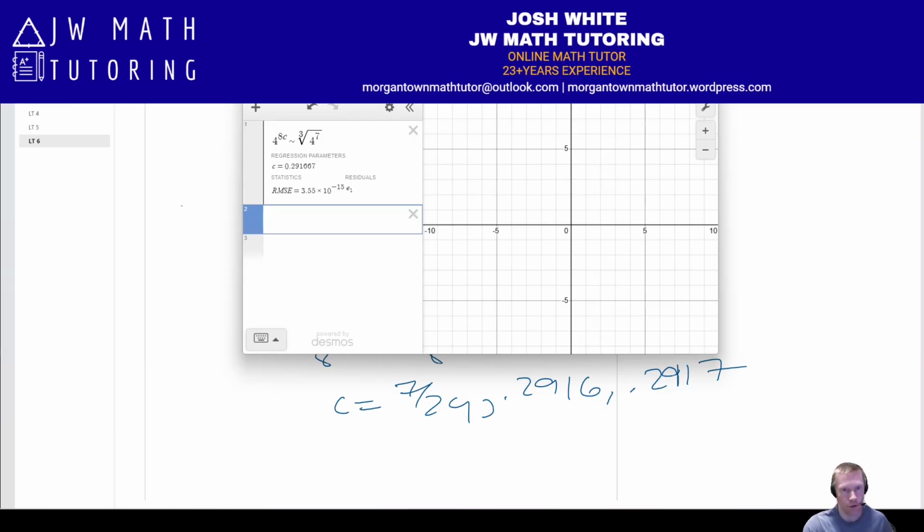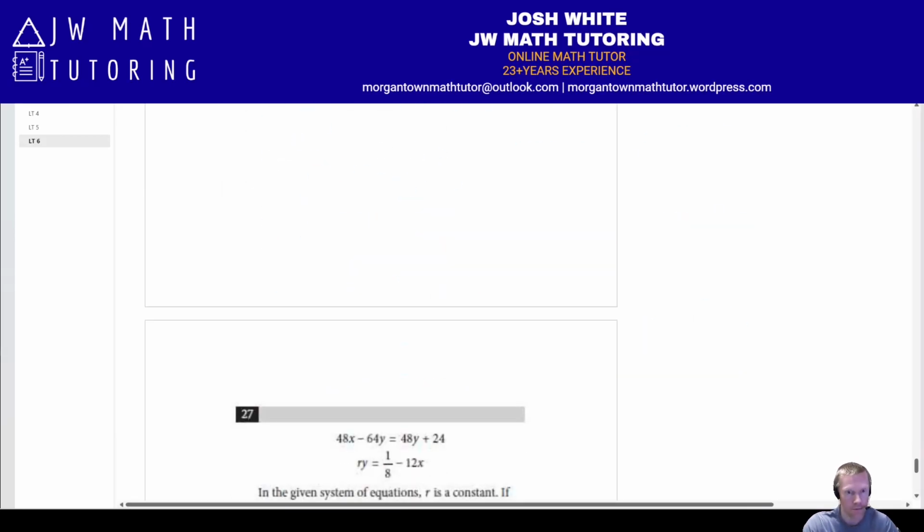Or notice if you just type c here, it gives you this, but if you click this, you can get the fraction form. So if you want to be safe and enter the fraction form, that's how you can get it. So again, either of these answers, 7/24, 0.2916, 0.2917, those are all acceptable correct answers for this problem.